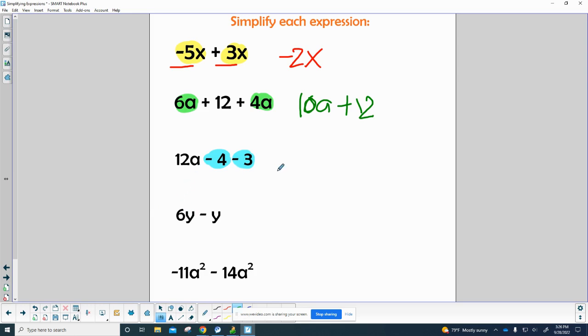Okay, our next one, 12a minus 4 minus 3. Well, that's just going to be 12a, and it doesn't change because there's nothing to add or subtract to it. But these two constants can be combined, minus 4 minus 3, which makes it minus 7. Okay? What about 6y minus y? Well, if you ever have a variable by itself, just put a 1 in front of it. So 6y minus 1y would make this 5y. And then negative 11a squared minus 14a squared is going to combine to give you negative 25a squared.